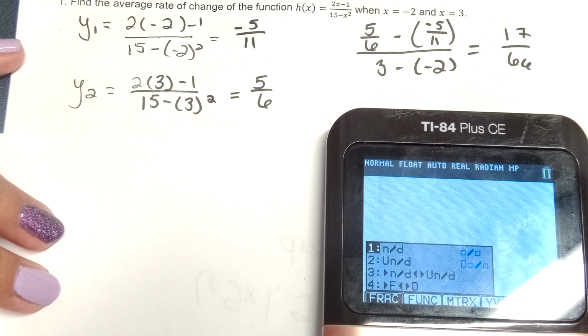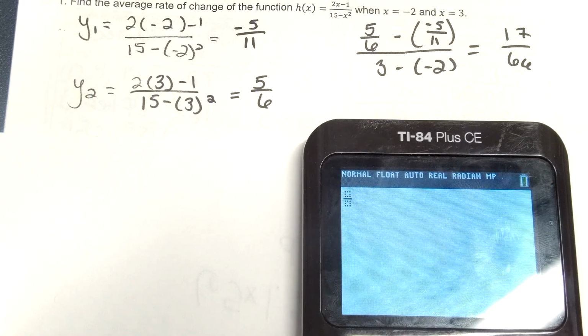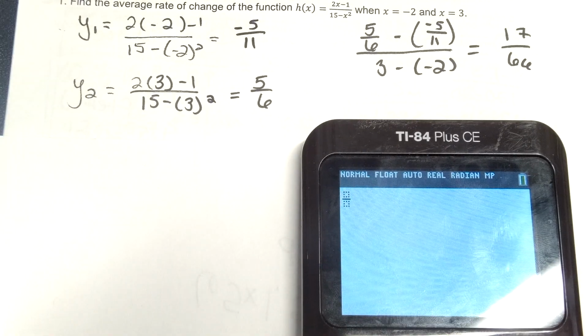Alpha y equal. Good. If you don't know that, you should write that down. I know it's easy to forget, but please write that down if you do not know how to put fractions in a calculator. We have been doing this since like week 2.